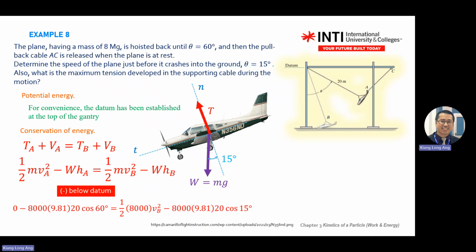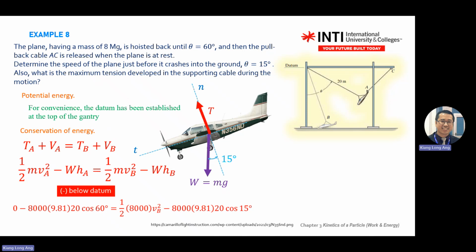Trigonometry. Then this one reduced to 15 degrees, so you get cos. An important careless mistake here is the positive and negative sign. Once you get the datum, you need to be careful.